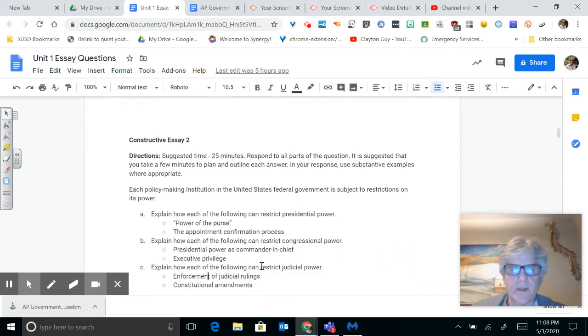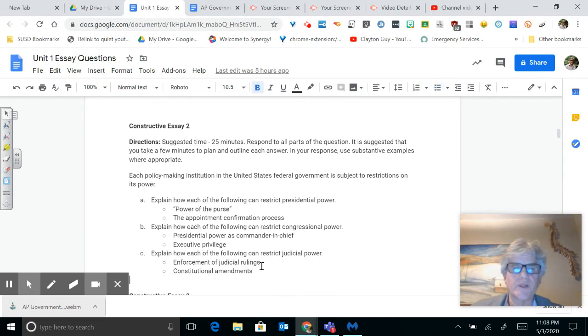Explain how each of the following can restrict judicial power. Enforcement of judicial rulings. Andrew Jackson was the most famous one, with the Trail of Tears and the Indian Removal Act, where the Native Americans were to be moved from Georgia out west to Oklahoma, and Andrew Jackson did not enforce that. And there's nothing requiring the president to enforce judicial rulings.